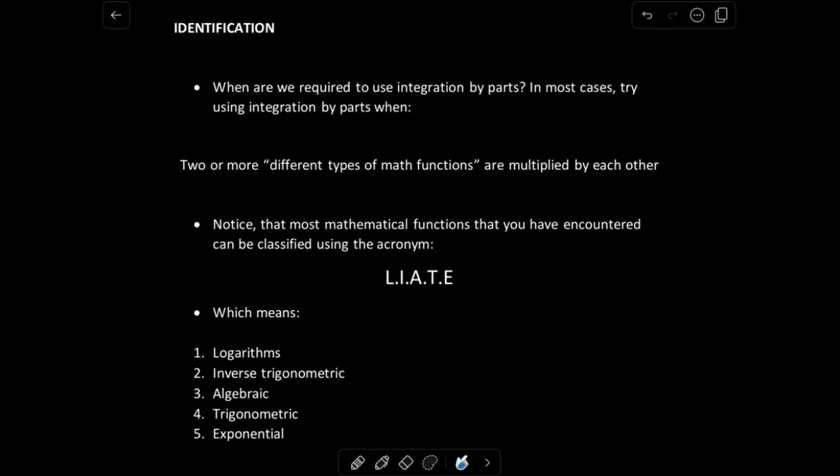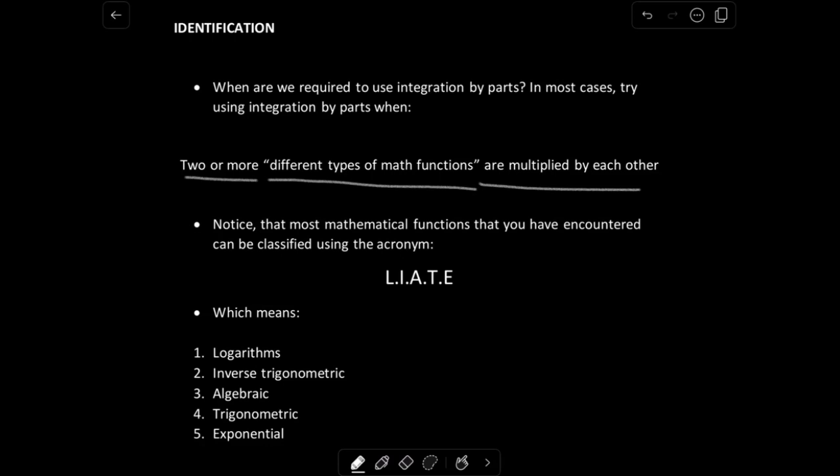Now, before we actually start using the method of integration by parts, let's firstly work on identification. That is, when do we need to use integration by parts? How do we recognize that a specific integral should be integrated using by parts? So when are we required to use by parts? In most cases, try using integration by parts when, and this is a general rule, we have two or more different types of math functions that are being multiplied by each other.